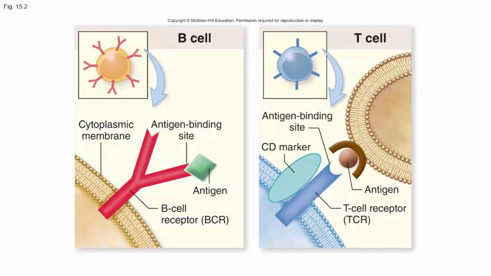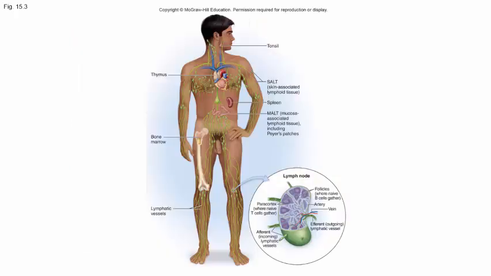Now, this is all well and good, but we've got to get a little bit of background here on the anatomy of the lymphatic system, and that I would turn you to figure 15.3. When we talk about the lymphatic system, by definition, this is a collection of tissues and organs that bring populations of B cells and T cells into contact with antigens.